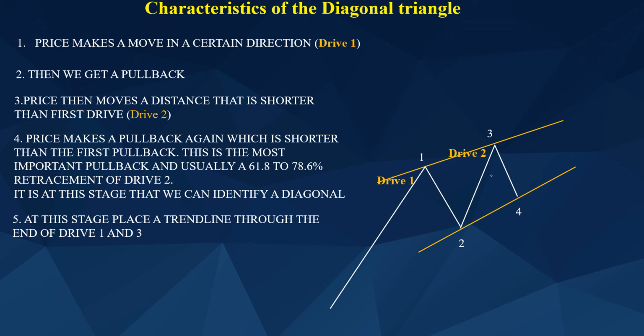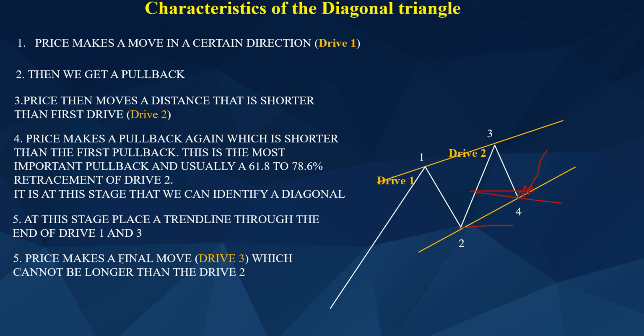So at this point, we have identified the third drive pattern, or the diagonal triangle. So we have drive 1, drive 2, and the fourth one fails to go beyond this. Okay, you can even buy here if you have a signal or a confirmation, maybe a break of structure on a smaller time frame, or price hits a point of interest here and we have a break, we can even buy this.